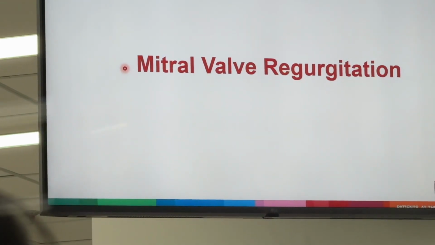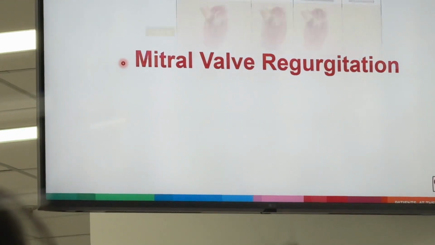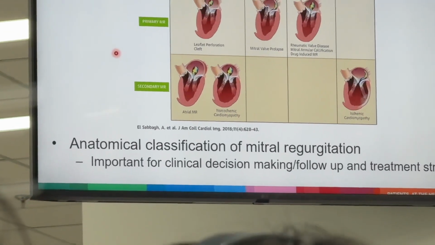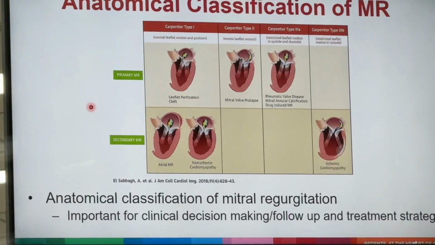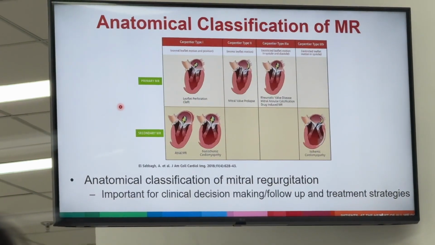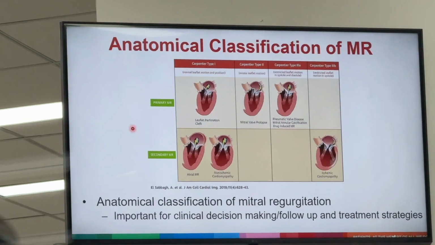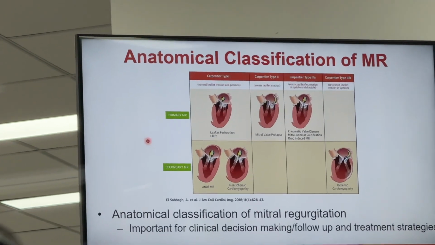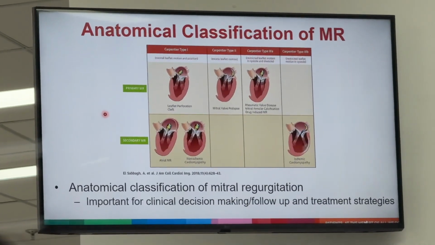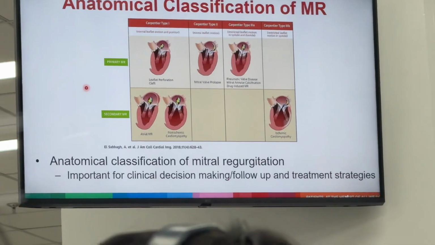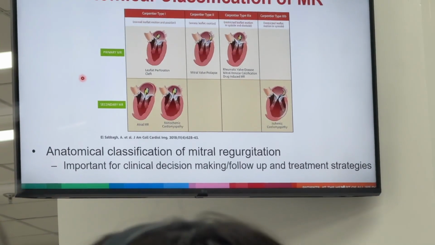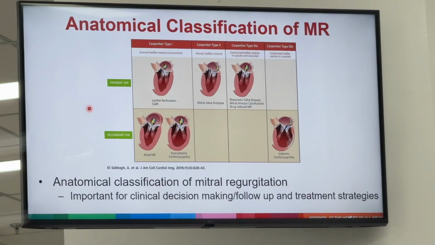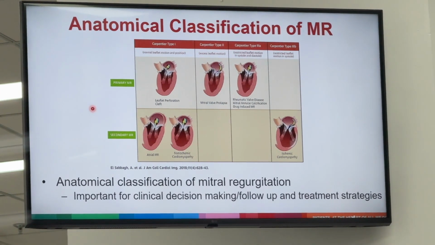Okay, so let's move on to the cases. So this is a classical classification that is not very useful of mitral regurgitation. We use Carpentier classifications. So type 1 is when the leaflet motion is actually normal, but there is an abnormality in the leaflet structure itself or the subvalvular apparatus.